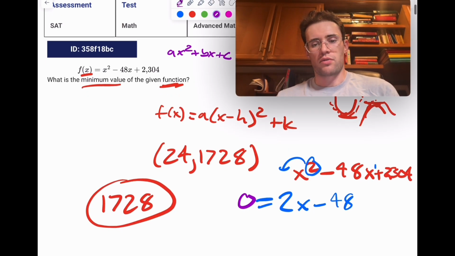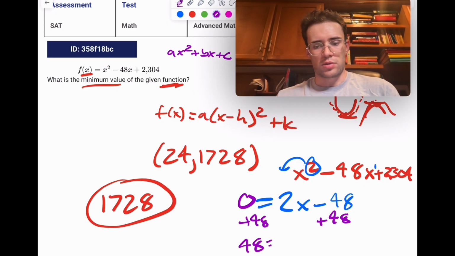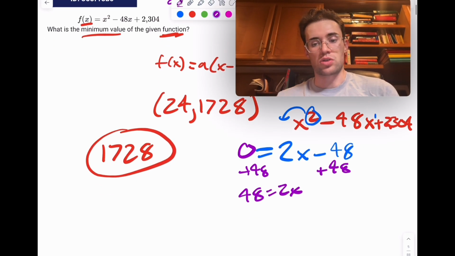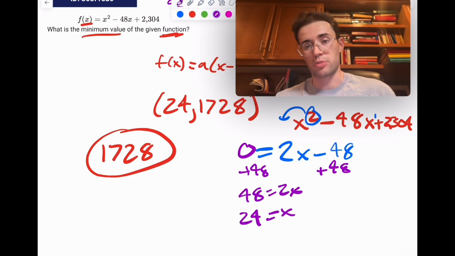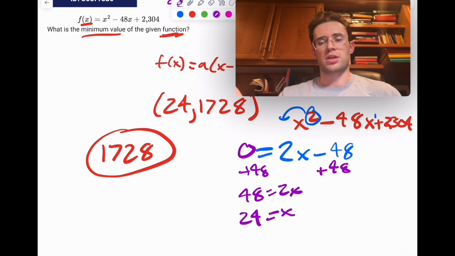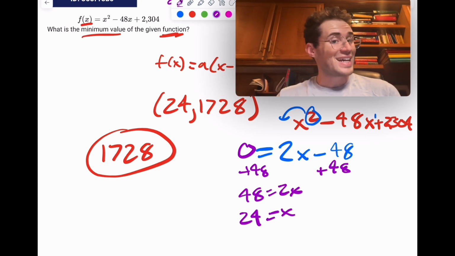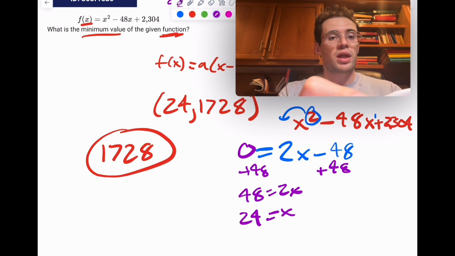Then you just have to solve for what x is by adding 48 to both sides. We get 48 equals 2x, so that means that x is equal to half of 48, so x is equal to 24. You can also divide both sides by 2. But 24 times 2 is 48. All right, so x is 24. Again, that's not our answer. But what you could then do is plug 24 in.